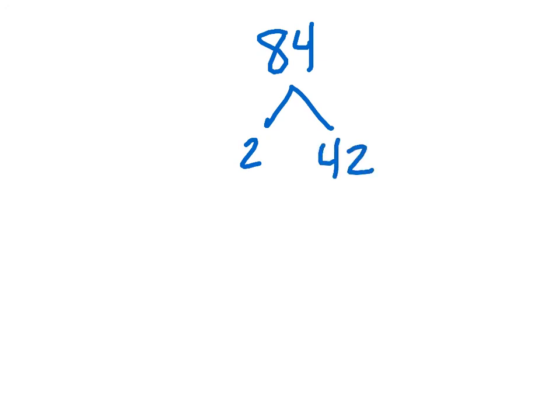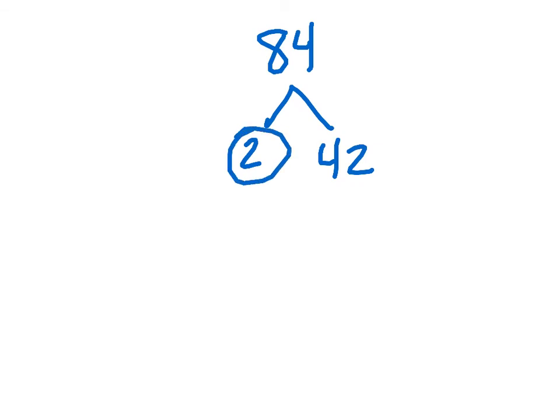Let's try this one. Let's go with 84. Big number. You know what? It's an even number. I'm just going to go ahead and get out that 2 right there. So 2 goes into 84. That's going to be 42. That's prime. Lock it in. Good.